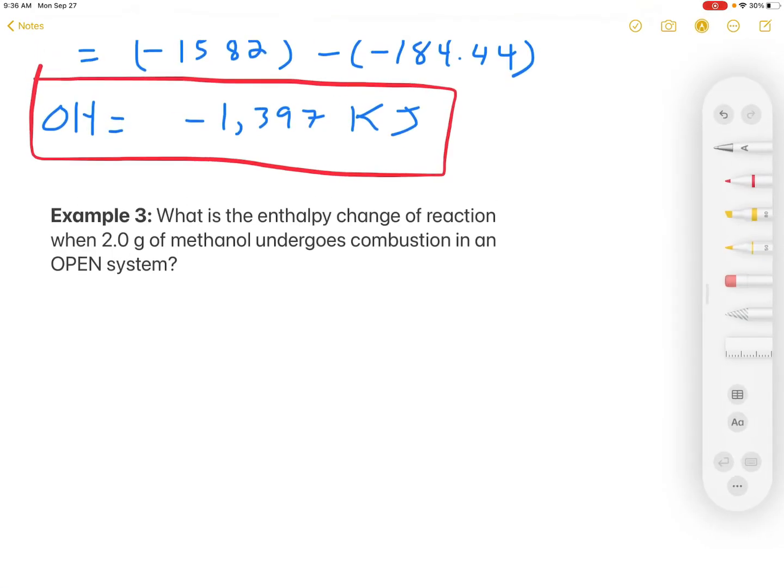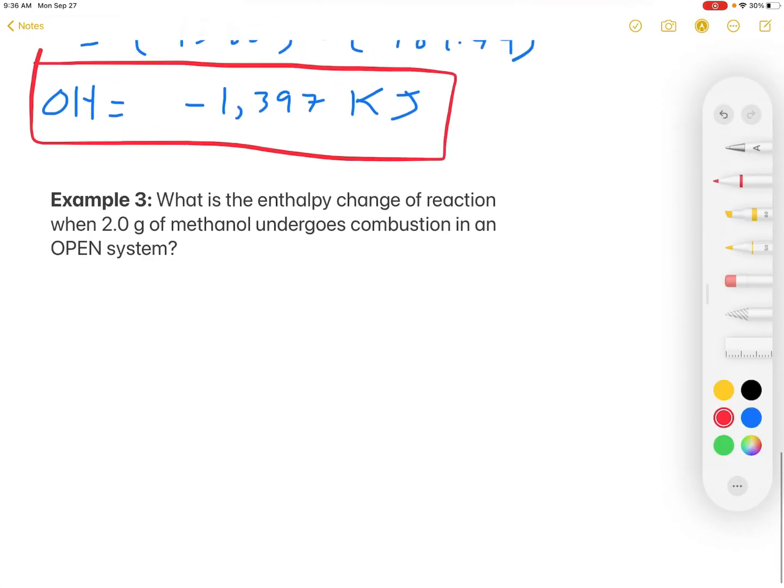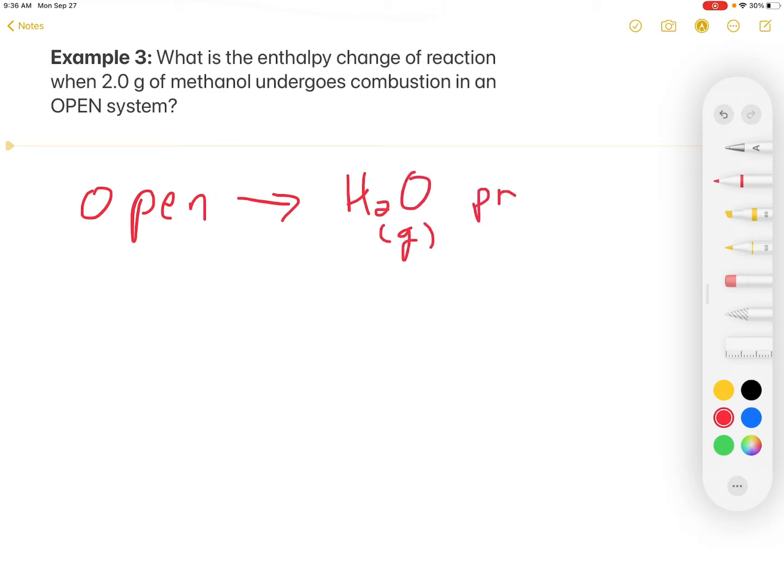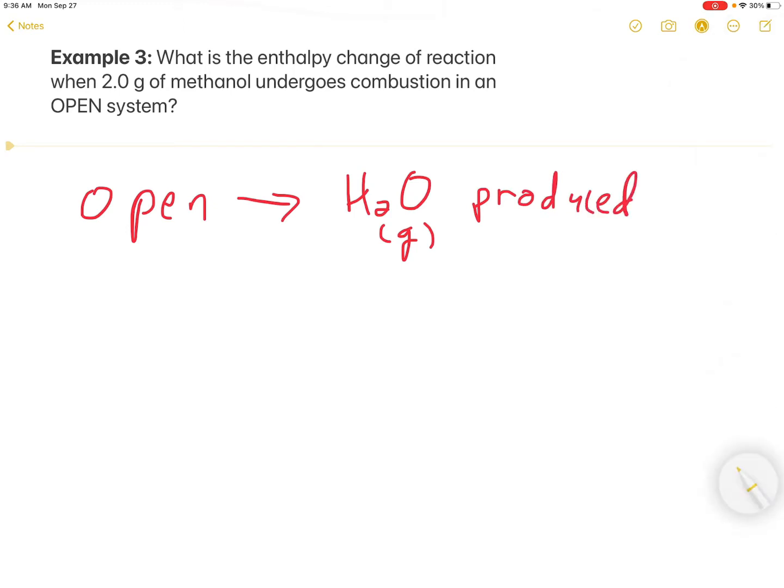One thing that we want to point out right away is that when we say open system, remember that an open system when it comes to combustion reactions means that water vapor is produced. Okay? So H2O gas is produced. And that becomes important because it has a slightly different molar enthalpy of formation value than water liquid.